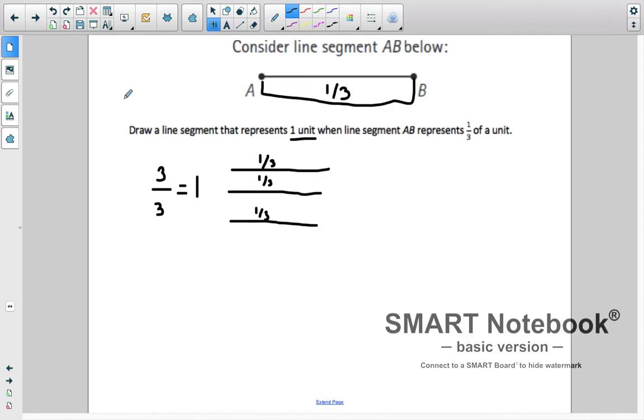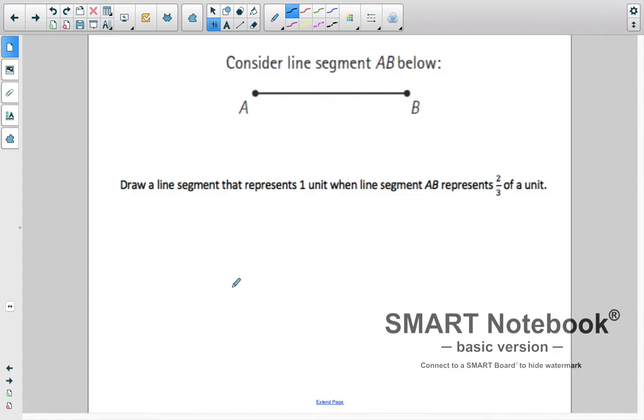All right, now it's going to get a little bit trickier. This time it says, draw a line segment that represents 1 unit, when line segment AB represents 2/3 of a unit. So remember that 1 unit means 1 whole. If I break this AB apart, this part is going to be 1/3, and this part is going to be 2/3. This whole entire line now from A to B equals 2/3.